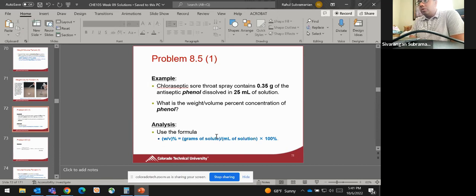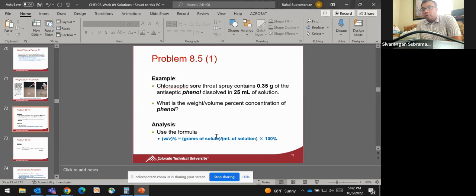This is a sore throat spray. That's why you keep coming back to these medical examples, the medicine examples. This medicine is called Chloraseptic. That's the active ingredient. So the question is asking, what is the weight per volume % concentration of phenol? So you're taking 0.35 grams of this antiseptic phenol dissolved in 25 milliliters of the solution.